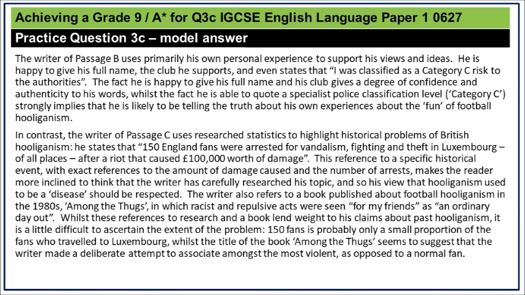The writer also refers to a book published about football hooliganism in the 1980s, Among the Thugs, in which racist and repulsive acts were seen by my friends as an ordinary day out. Whilst these references to research in a book lend weight to his claims about past hooliganism, it is a little difficult to ascertain the extent of the problem. 150 fans is probably only a small proportion of the fans who travelled to Luxembourg, whilst the title of the book, Among the Thugs, seems to suggest that the writer made a deliberate attempt to associate amongst the most violent as opposed to a normal fan.